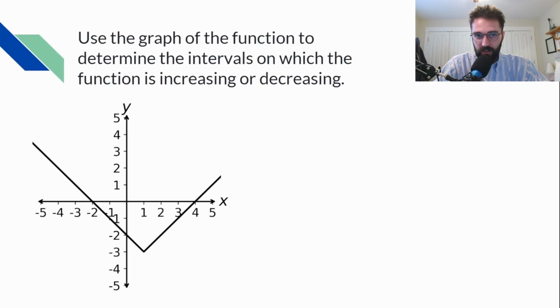Here we're asked to use the graph of the function to determine the intervals on which the function is increasing or decreasing. Remember, when we read a graph like this, we read it from left to right like it's a sentence in English. So from left to right, we can see that the function is decreasing and then increasing. So the question is, what are the intervals over which the function is increasing or decreasing?